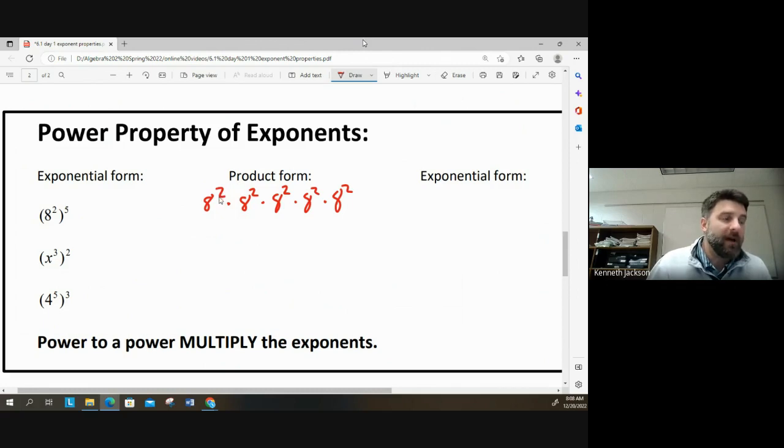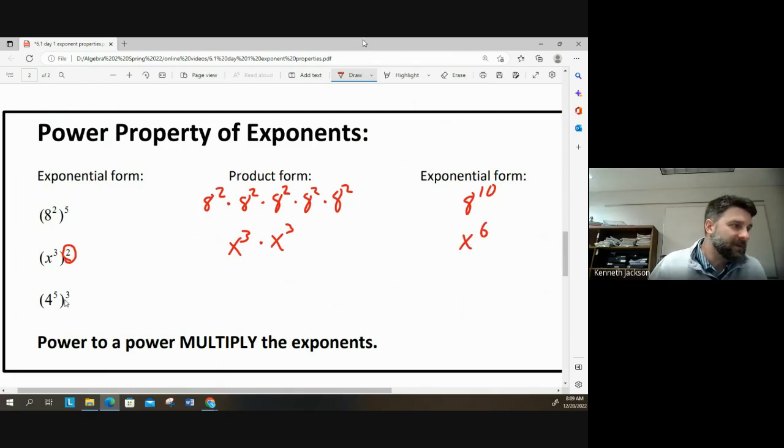So if I were to use the previous rule, if I multiply by the same base, I can add the exponents. Well, that's 8 to the 10th because 2 plus 2 plus 2 plus 2 plus 2 is 10. So 8 to the 10th. X to the third squared. I have 2 x to the thirds. X to the third times x to the third. And again, if I were to use the previous rule, multiply by the same base, add the exponents. That'd be x to the sixth.